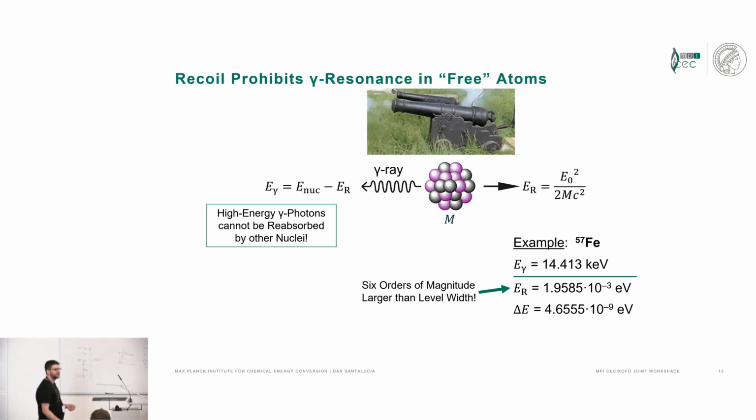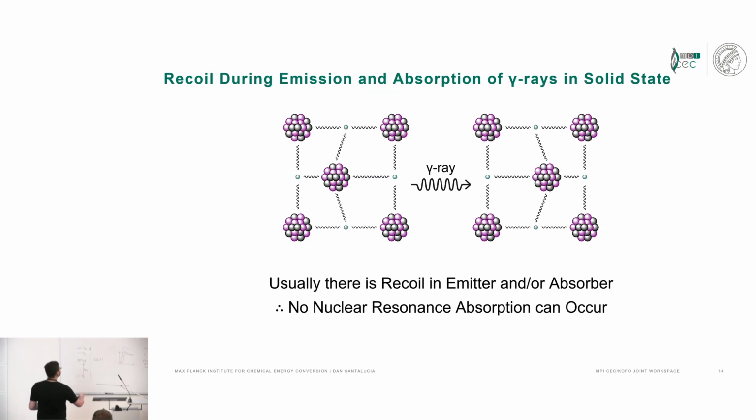Okay, and so we're done. That's it. That's the end of the summer school. Except it's not, because we found a way around this. Well, not me, but smarter people than me. And here's the problem. You think about a nucleus in some solid state lattice. You have some gamma ray emission, it recoils. Another nucleus recoils in the direction of the vector of the photon because it's absorbing that energy. So you can't normally get any nuclear resonance absorption to occur.